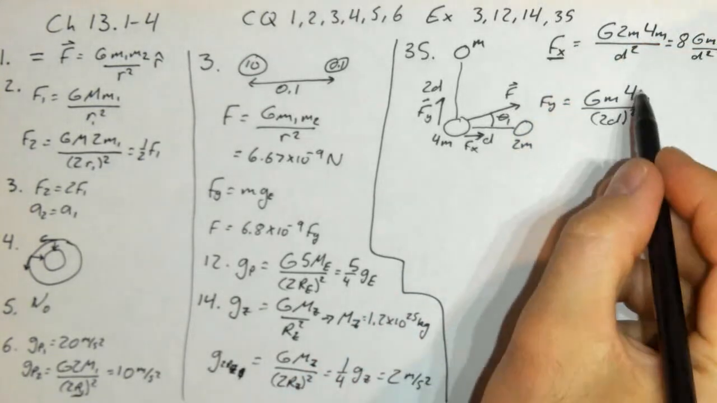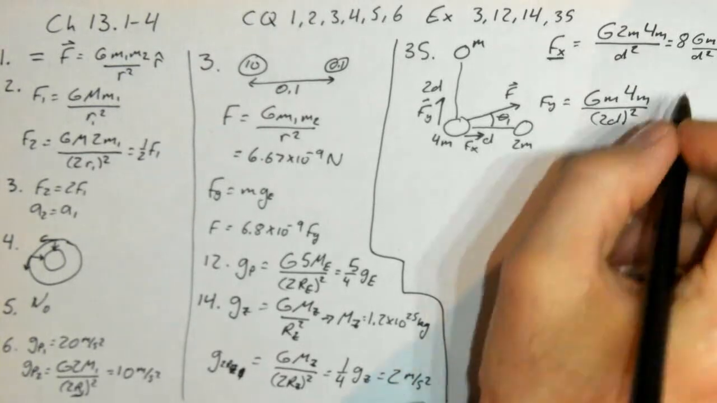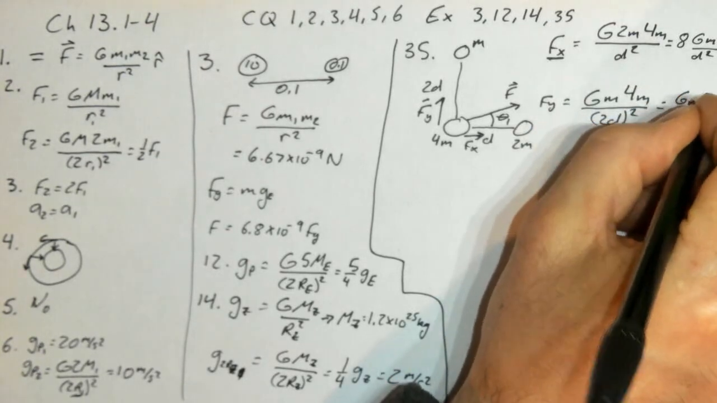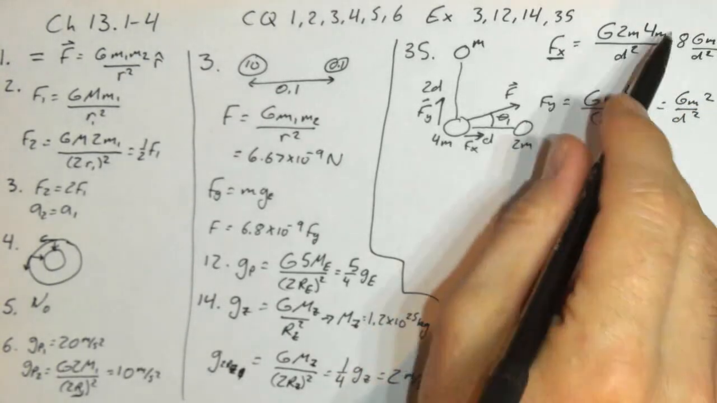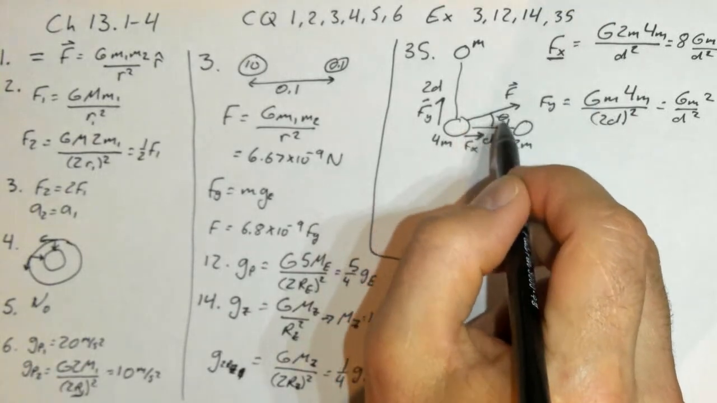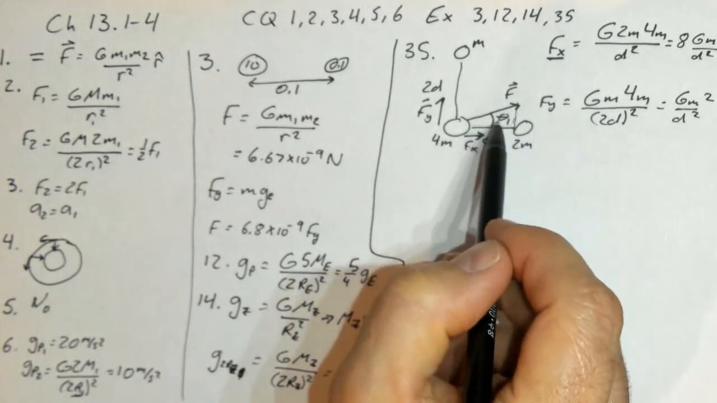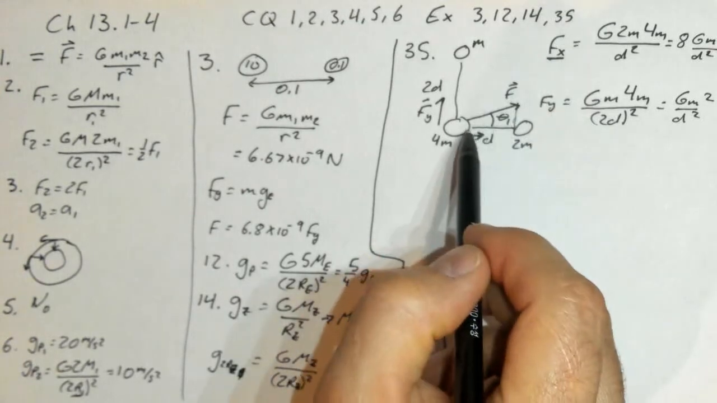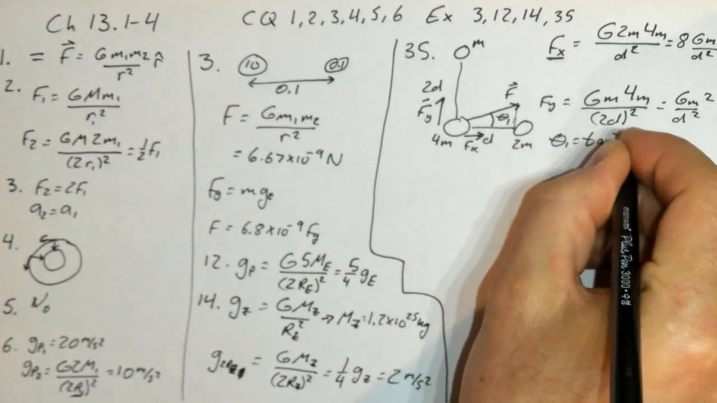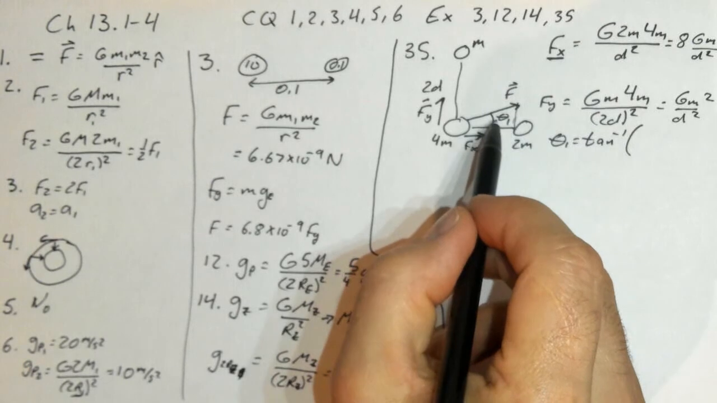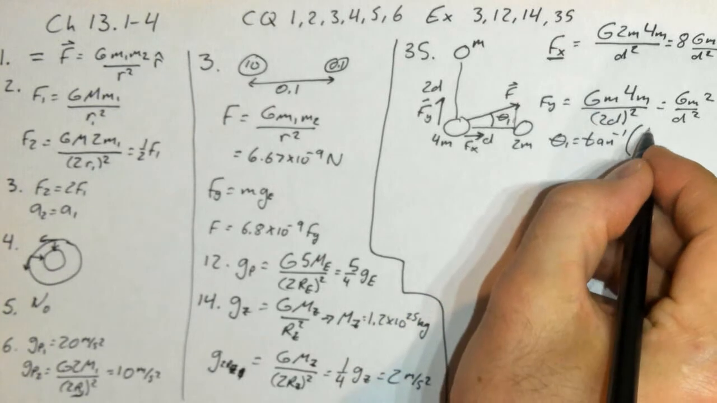Okay, this one becomes 4 over 2 squared, which is 1. So this is just gm squared over d squared. And now that I have those components, I can find this angle, because this is the vertical piece, that's opposite theta 1. This is the horizontal piece, or the adjacent piece, and so that theta 1 is going to be inverse tangent of the opposite over adjacent, so this one over that one, but you can see this one's just 8 times bigger than this one, so I just get a 1/8.